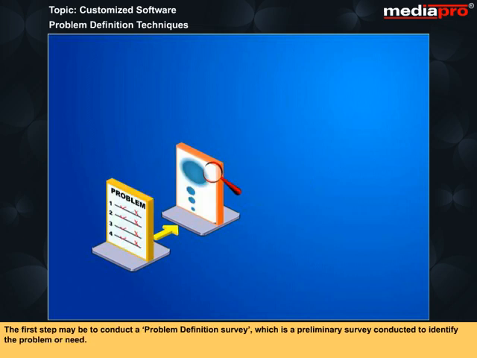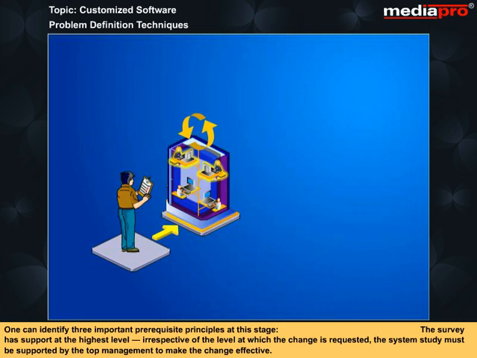The first step may be to conduct a problem definition survey, which is a preliminary survey conducted to identify the problem or need. One can identify three important prerequisite principles at this stage. The survey has support at the highest level. Irrespective of the level at which the change is requested, the system study must be supported by the top management to make the change effective.